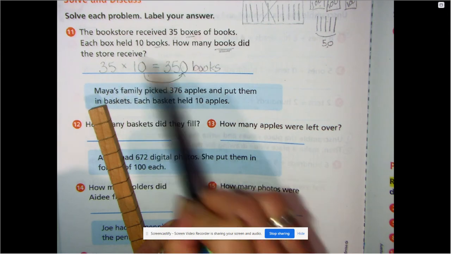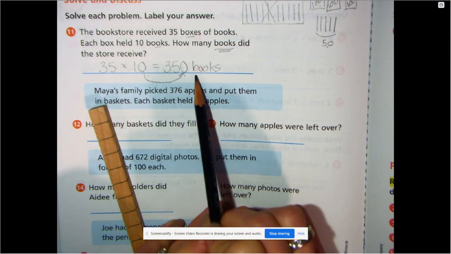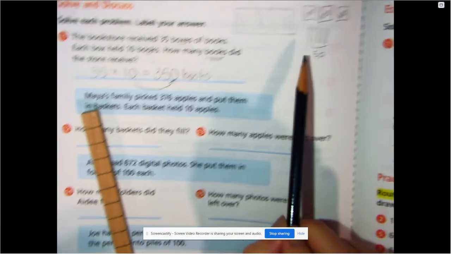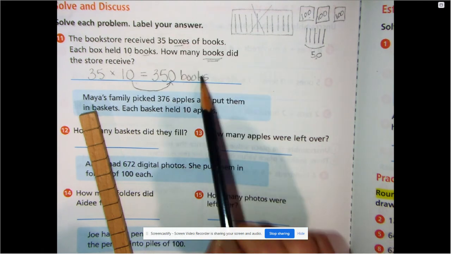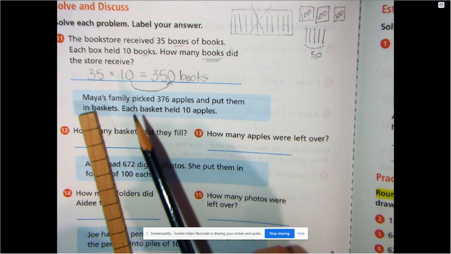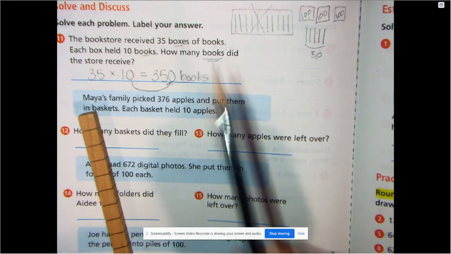Sometimes if we draw that equation, we can solve it pretty quick, but it's kind of confusing. Okay, how do I draw that in a picture? So here's the way we do that with our proof drawing. Okay, our place value drawing proves there are 350 books in that shipment of books. Okay, so we just wanted to review that.